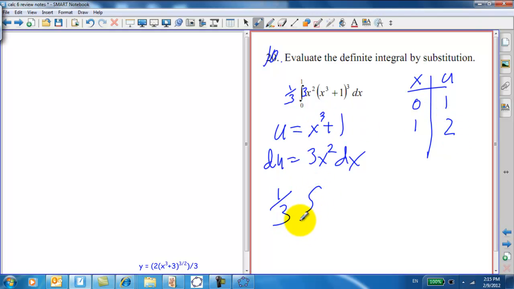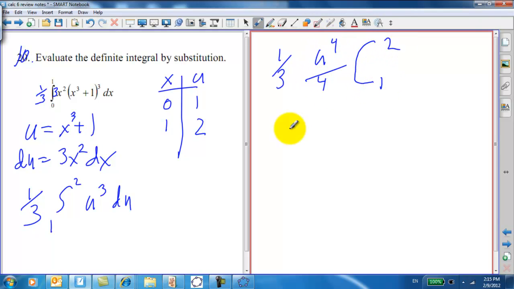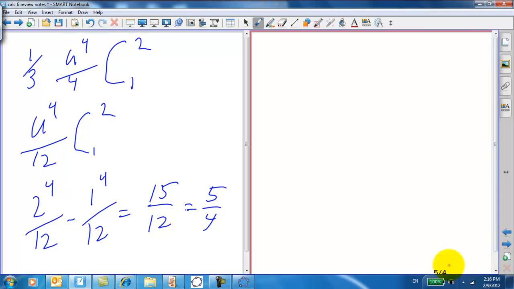So it's 1/3 the integral from 1 to 2 of u cubed du. Remember, u is all this x cubed plus 1. And that's a lot easier a problem, right? Because you can say 1/3 u to the 4th over 4 evaluated from 1 to 2. So u to the 4th over 12 evaluated from 1 to 2. We get 2 to the 4th over 12 minus 1 to the 4th over 12, or 15/12. Take out the 3, 5/4. And I believe that checks with our answer as well.